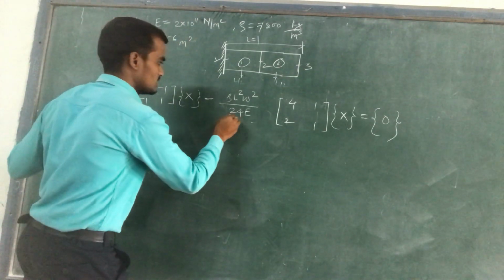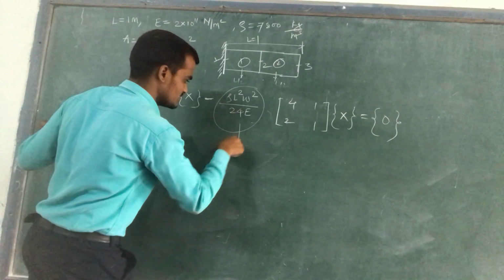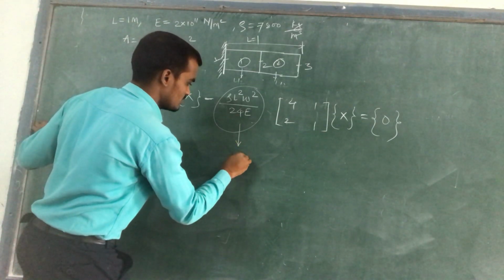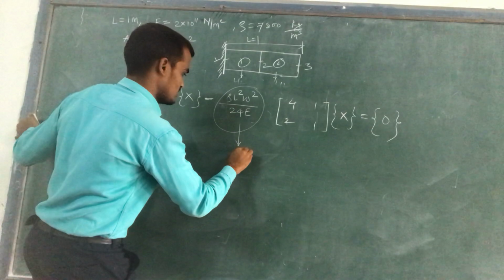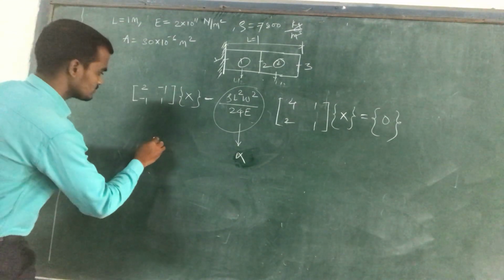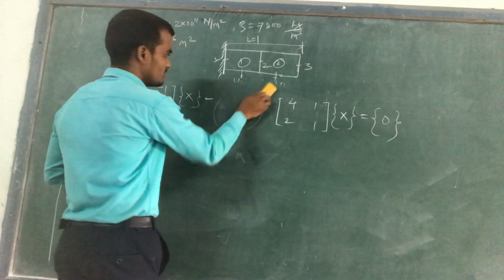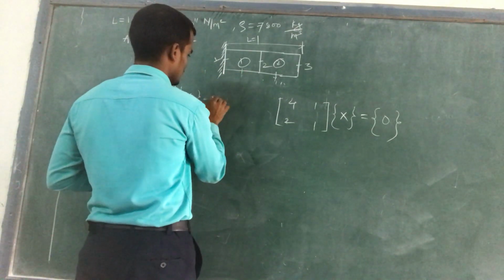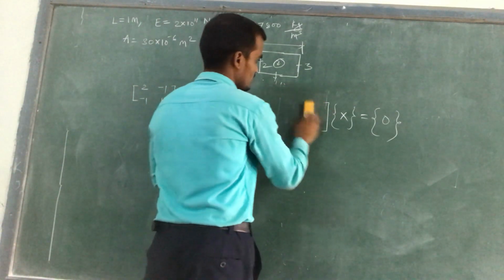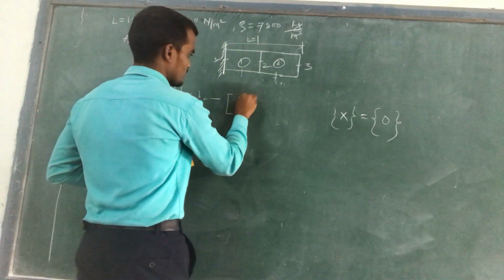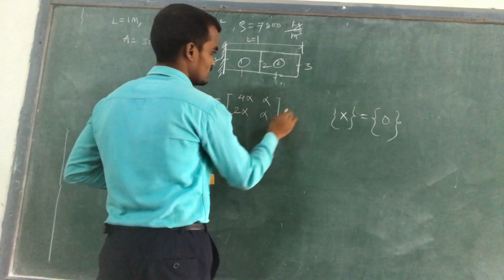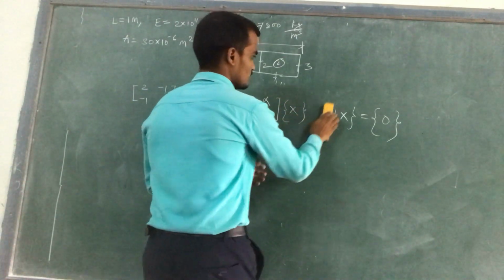Okay, so for simplicity, if we put this value equal to alpha, we will get the final equation as [matrix] into x. So if we multiply this alpha to this value, this will become 4 alpha, alpha, 2 alpha and alpha. Okay, because 4, 1, 2, 1 into x is equal to 0.